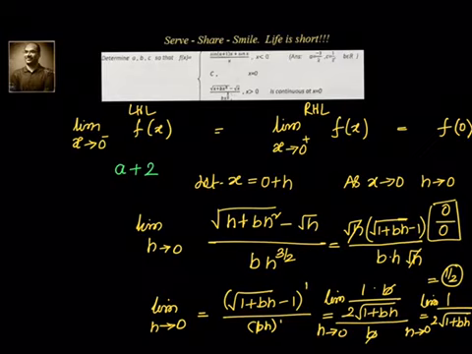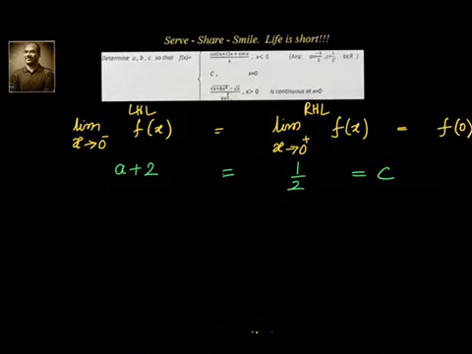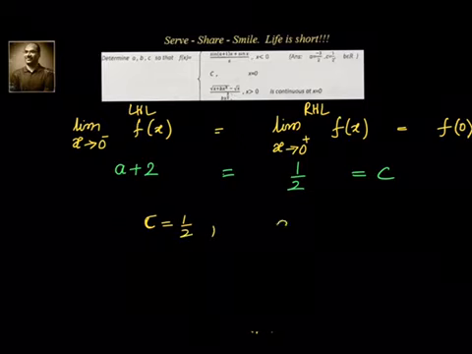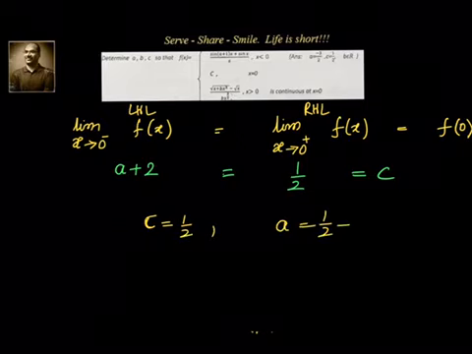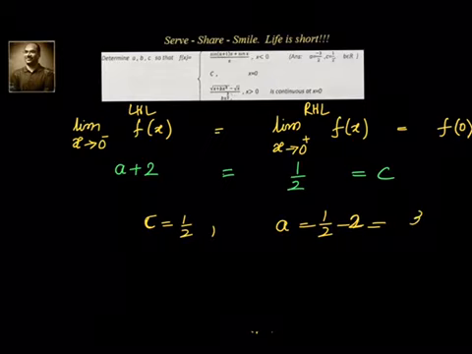So let's write down that. Left hand limit is a plus 2, right hand limit is 1 by 2, and the function value is c. All of them should be equal, then only the function will be continuous. So from that we know c equal to 1 by 2 and a equal to 1 by 2 minus 2, which is equal to minus 3 by 2.